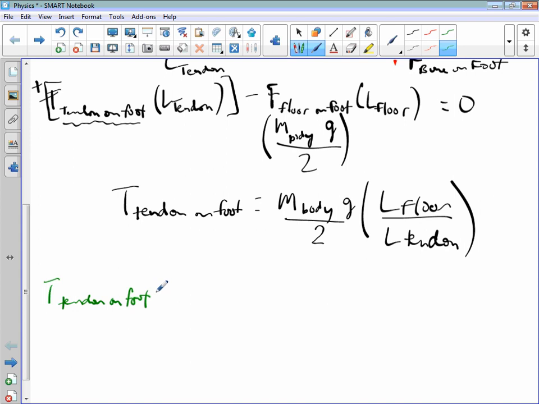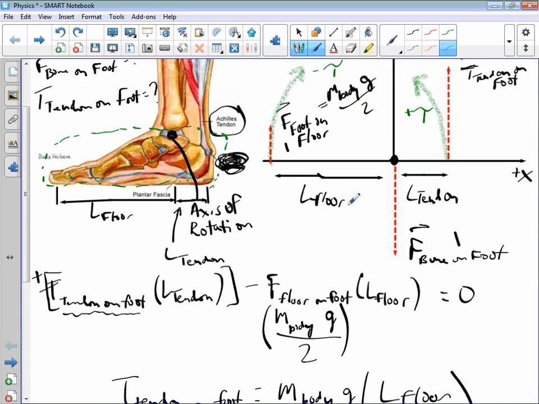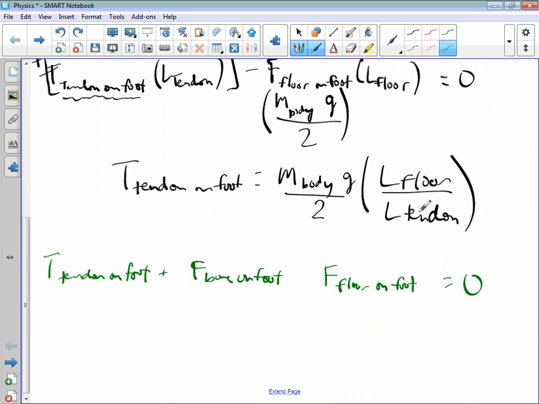We have the force of the bone on the foot. We have the force of the floor on the foot. And all those things are going to have to be equal to 0. As far as whether they're positive or negative, we have to look where the arrows are pointing. These two are pointing up. They can be positive. This one's pointing down. It can be negative. So force of bone on foot, we're going to call negative. The other ones can be all positive.